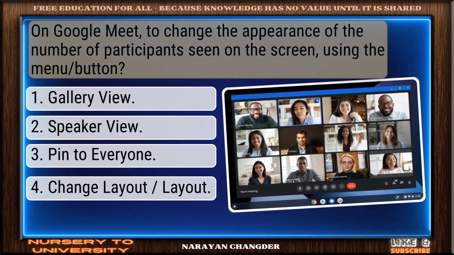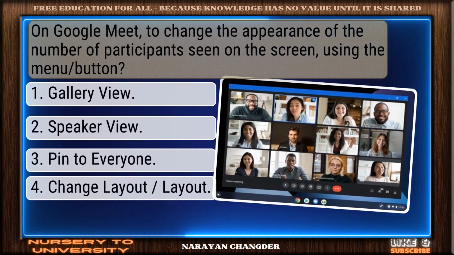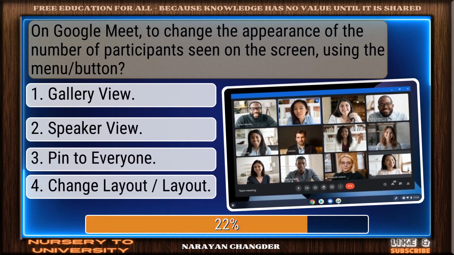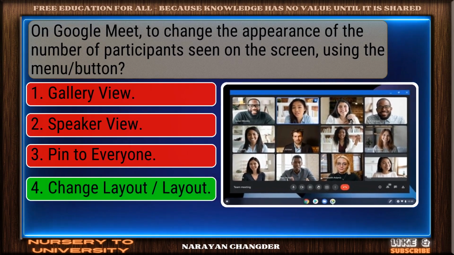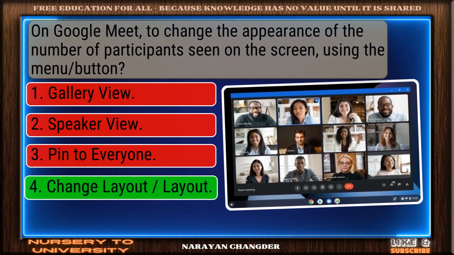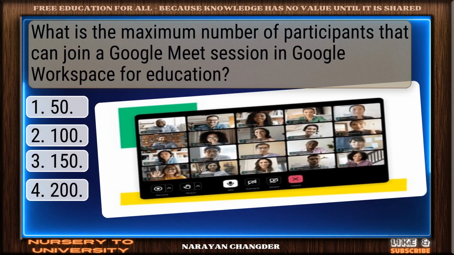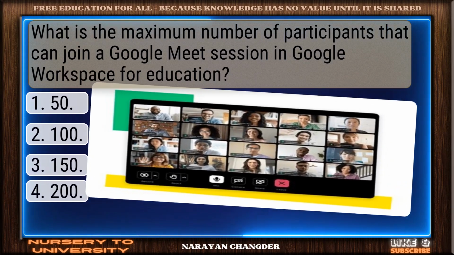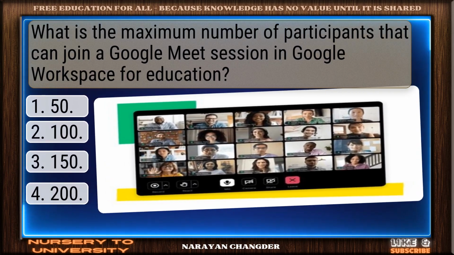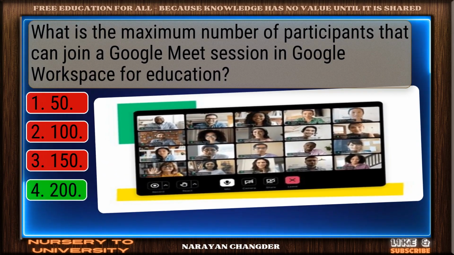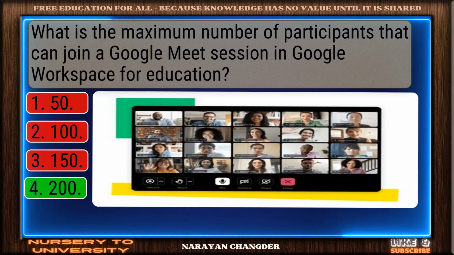On Google Meet, to change the appearance of the number of participants seen on the screen using the menu button. You're right. Change layout to a layout is the correct answer. What is the maximum number of participants that can join a Google Meet session in Google Workspace for education? Bravo, 200 is the answer.